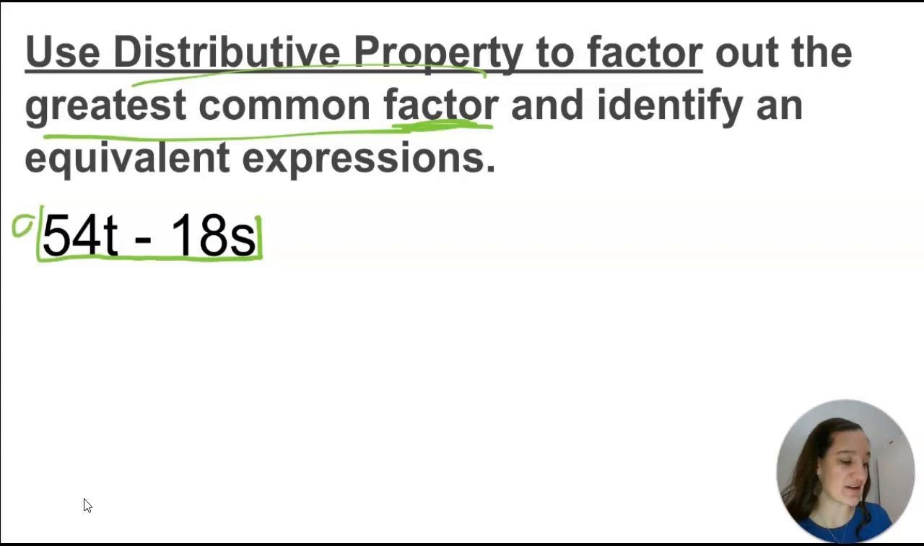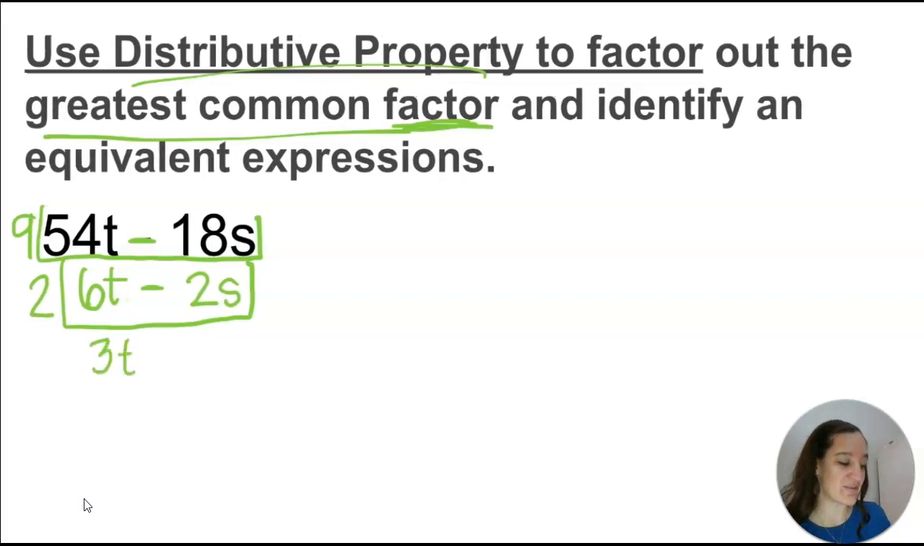I know I can pull out a 9. That'll give me 6t, bring down the minus, which will give me 9 times 2s is 18s. I notice both of those are still even, so I can still pull out a 2, which will give me 3t, bring down the minus, 2 times s is 2s. And from there, I am good.